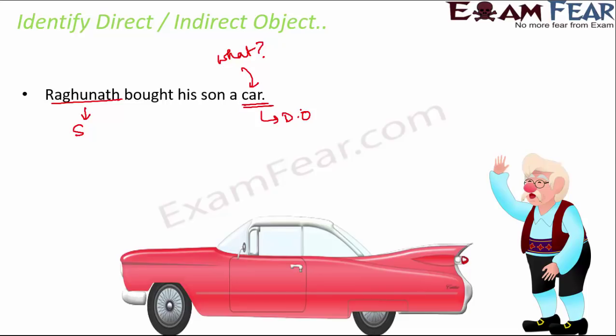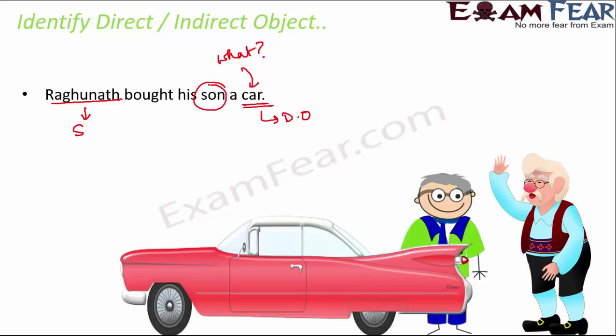Now here in this case, if you ask the next question, Raghunath bought a car for whom? Or to whom did Raghunath buy a car? So the answer would be his son. So his son is the indirect object.